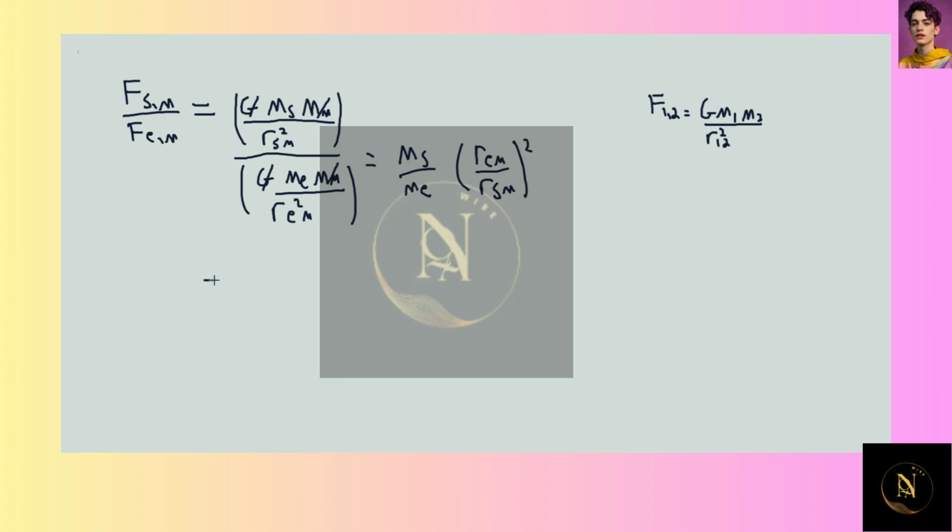So now we look up the values for those in the appendix. For the sun, we have 1.99 times 10 to the 30th kilograms. And for the mass of the Earth, we have 5.98 times 10 to the 24th kilograms. And then for the distances, we have the distance between the Earth and the moon is 3.84 times 10 to the 8th meters. And between the sun and the moon, we have 1.5 times 10 to the 11th meters.